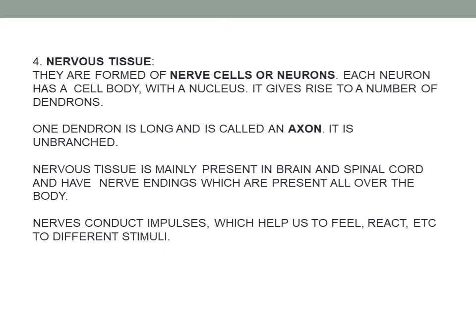The nervous tissue is formed of nerve cells or neurons. Each neuron has a cell body with a nucleus. It gives rise to a number of dendrons, which are branched. One dendron is long and is called an axon. This is unbranched. Nerve tissue is mainly present in brain and spinal cord. There are nerve endings which are present all over the body, and nerves conduct impulses which help us to feel, react to different stimuli.